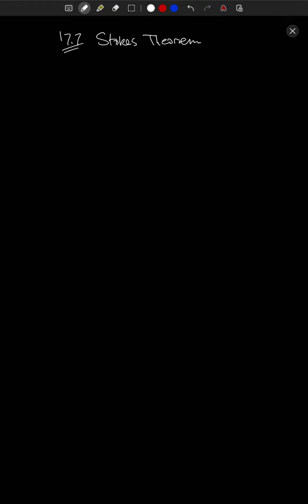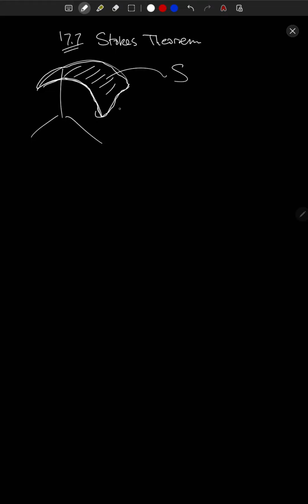Pretty much the good news is we've already discussed pretty much all the background needed. So essentially, in a way, this is just a new formula where the components are pretty much familiar to you. Okay, so the setup is we have in space a surface and it has a boundary. Let me call this surface S and let me call the boundary C. So this is a curve.